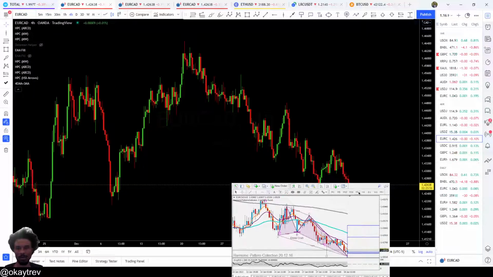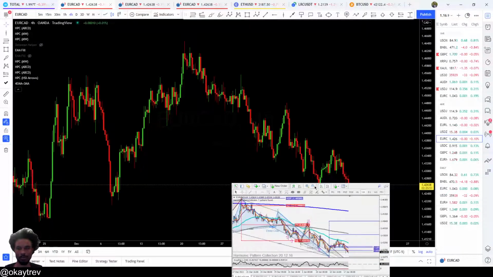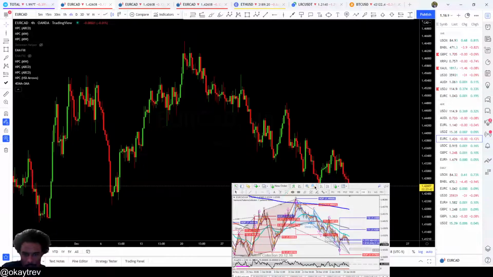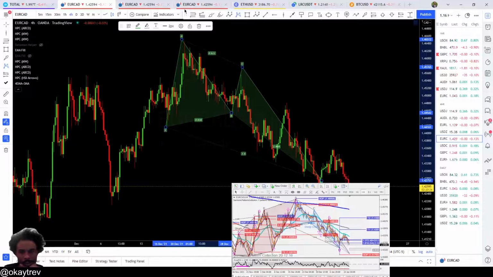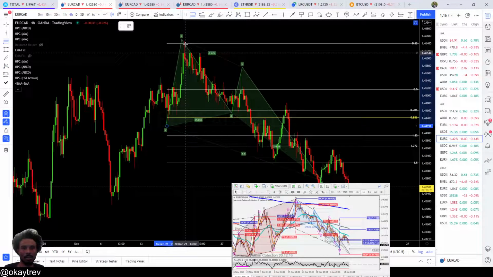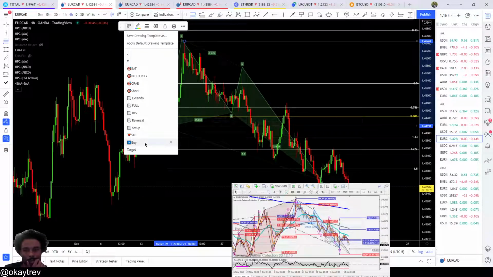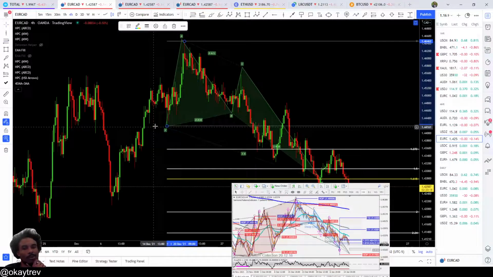Euro CAD 4 hour. What are we looking for? A crab completed 31 bars ago. I'm not digging the vibes on that one. It looks like it's pulling XA, BC. See, yeah, nah, I'm not really digging this X point. I think it's calling it from here. Let this one slide.